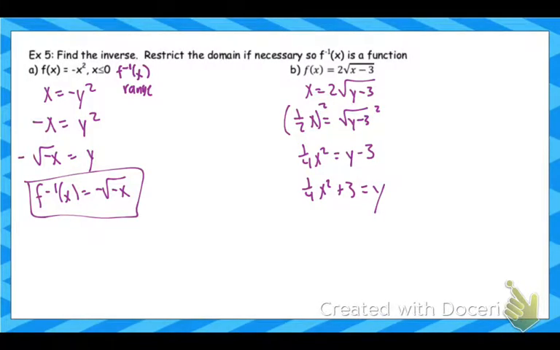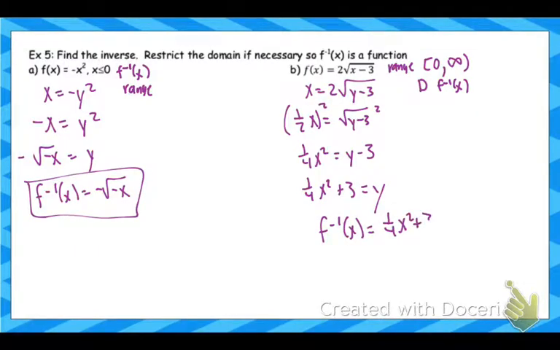So I need to find the range of the original. Well, that function has not shifted up or down. So the lowest point is 0. It has not been reflected, so it's going up, so 0 is the lowest point. So that's my range, which means that's the domain of f inverse. So my inverse is 1/4 x squared plus 3, and I include the domain restriction, x is greater than or equal to 0.